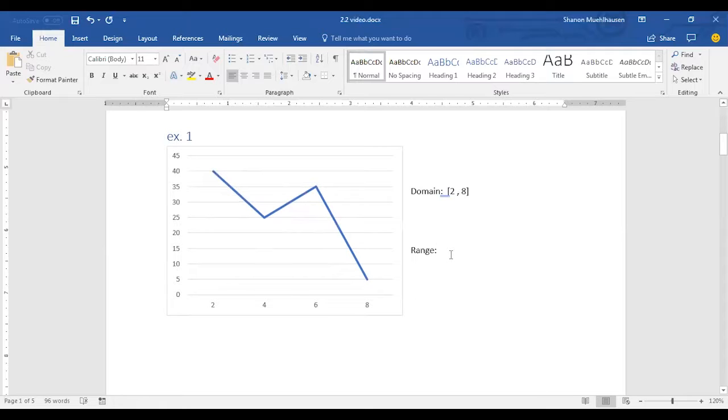Our range is anything that Y can be, our Y-axis. We're going to start from the bottom. How far down does a graph go? How far up does a graph go? We can see this graph touches at about 5 as a minimum and goes all the way up to 40. The thing you need to remember here is when we look at the domain, we're only measuring the X. When we look at the range, we are only measuring the Y.